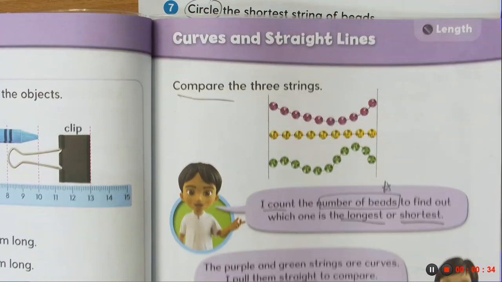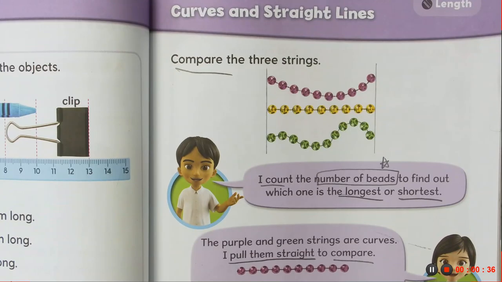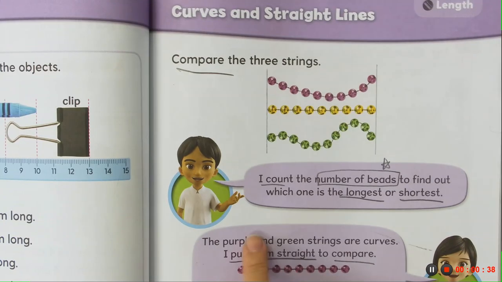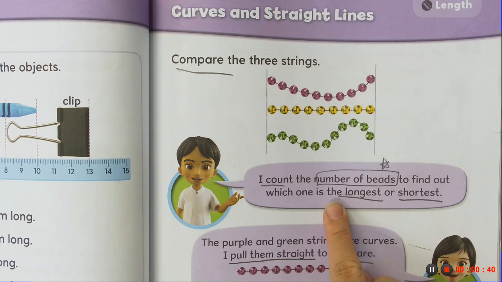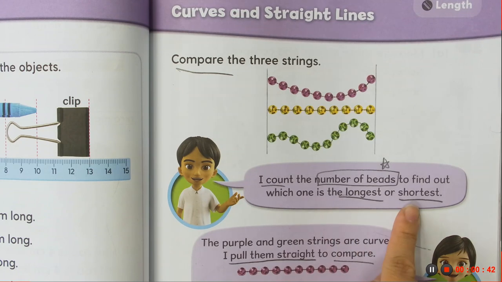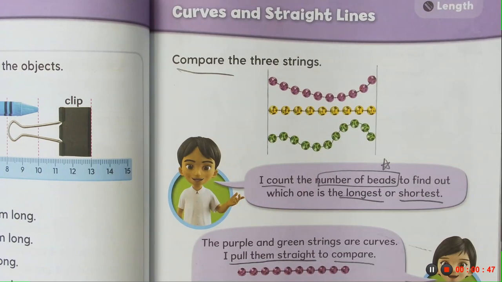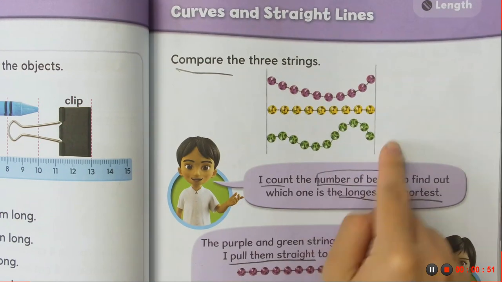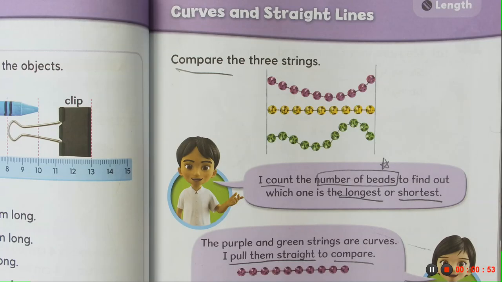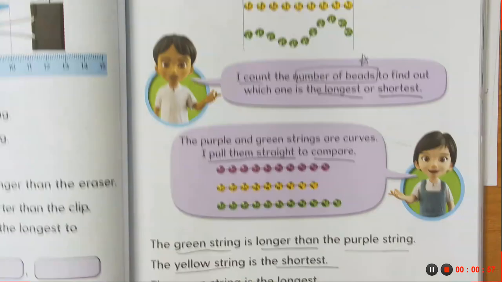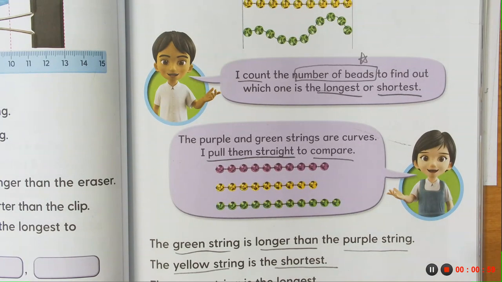And this is in our textbook where, in method 1, Hassan suggested counting the beats to find which one is the shortest or longest, especially because the strings were curly here. They are curved lines. They look like they are the same length, but they actually are not because they are curly. Right? So here, C suggested method 2. You can pull them straight to compare and it becomes easier to see.